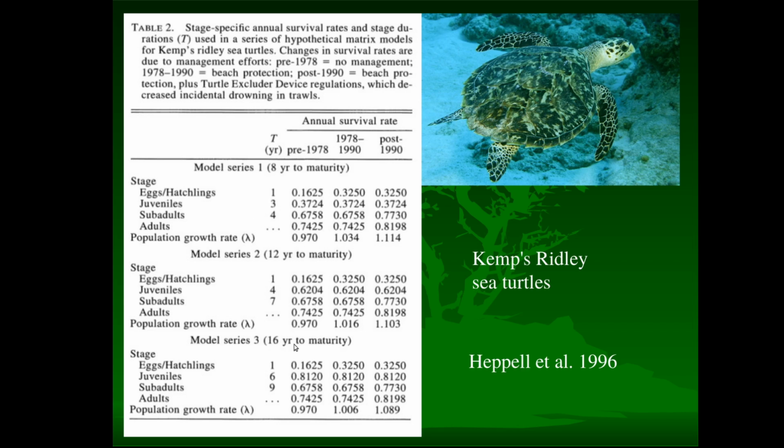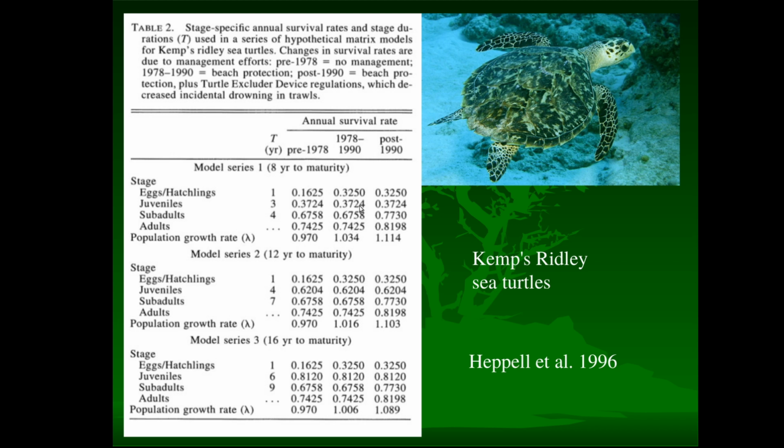So this survivorship table shows you the effects of the different management actions have had on the population. So you have a model that assumes they reach maturity in 8 years. So these are the survivorships for pre-1978 when there was no management. And these are the survivorships 78 to 90 when the beach was protected. And then post-90, the beach protection plus the turtle excluder device regulations, which reduced incidental drowning in trawls. So you can see that the survivorships are going up from the previous time when there was no management.